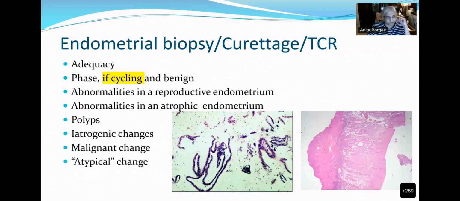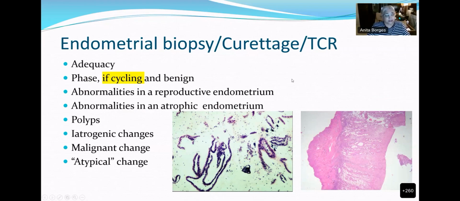All right. Now, on the right hand side, you have what is a classical TCR. Okay, you see a portion of the myometrium, you see the entire endometrium from the functionalis right up to the basalis, and it's got a nice endometrial lining. So you must look for adequacy, the phase, if it is cycling, and whether it is benign. Once again, the endometrium, you only talk of the phase if it is cycling.